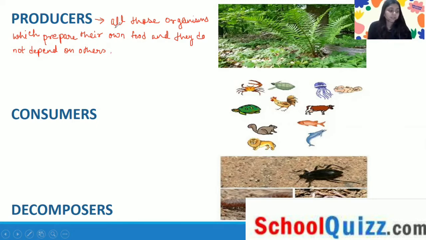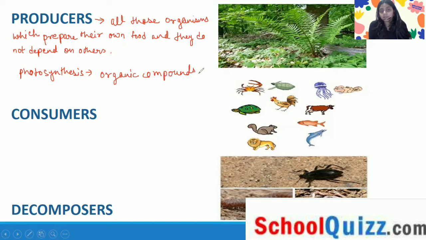So tell me, how can they prepare their own food? Yes, by the photosynthesis process. And in the photosynthesis process, what will happen? In the presence of sunlight and taking the chlorophyll pigment, they form organic compounds like starch or sugar from inorganic substances.